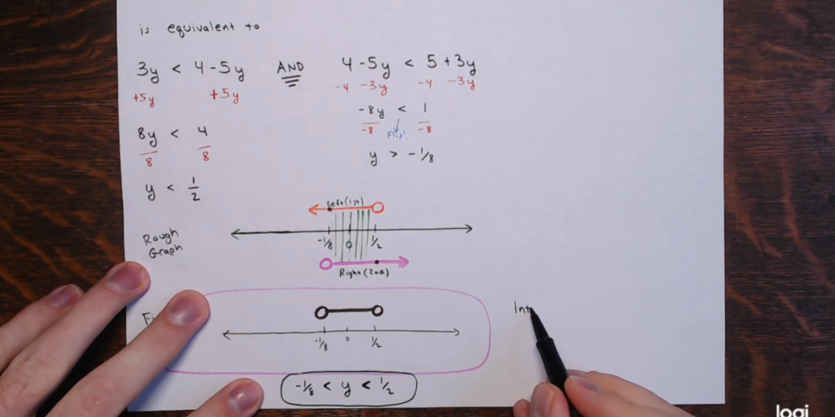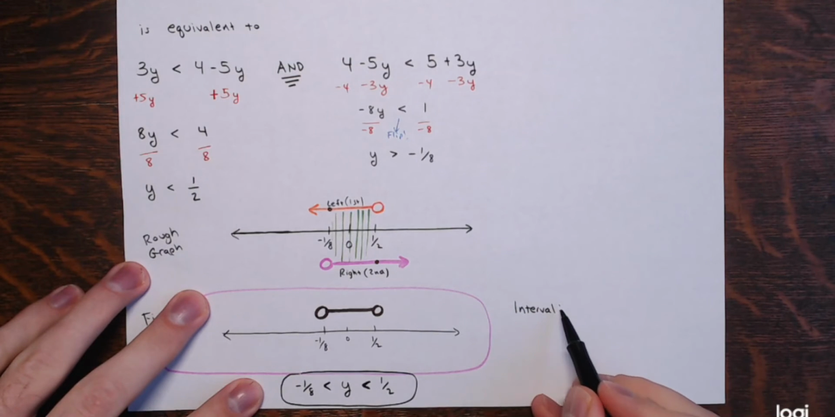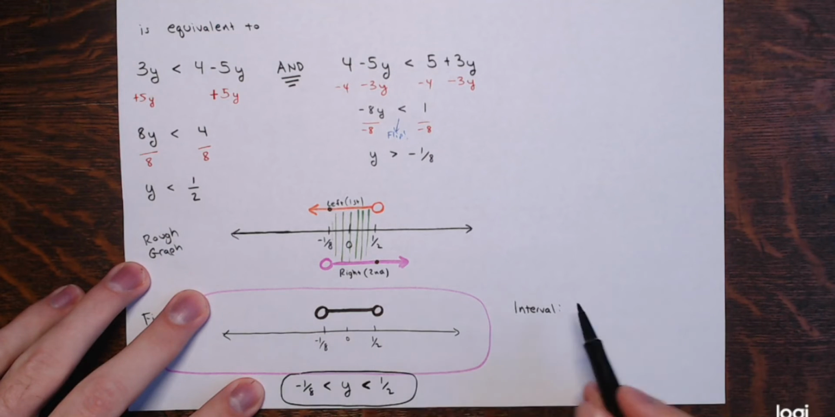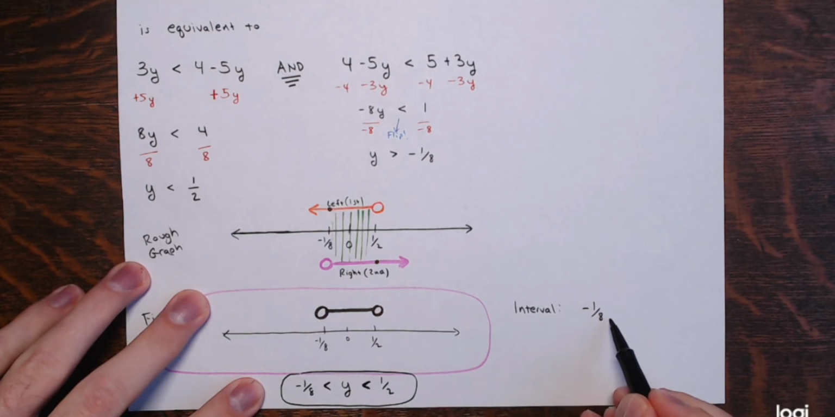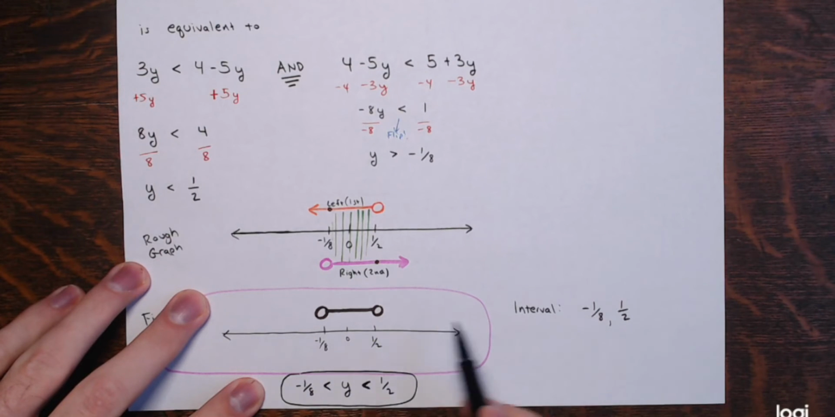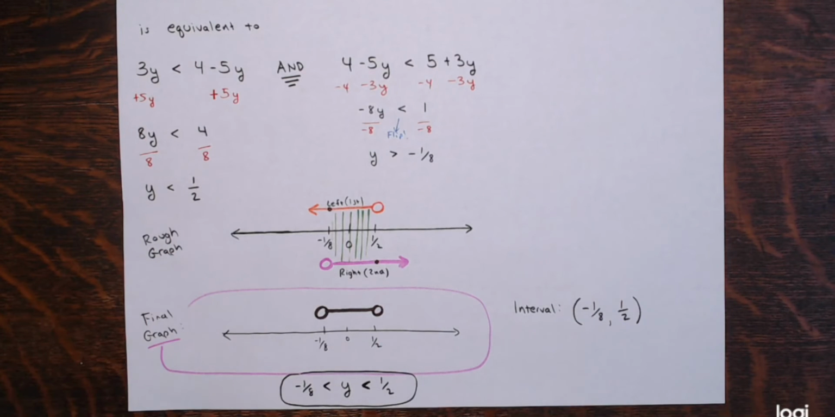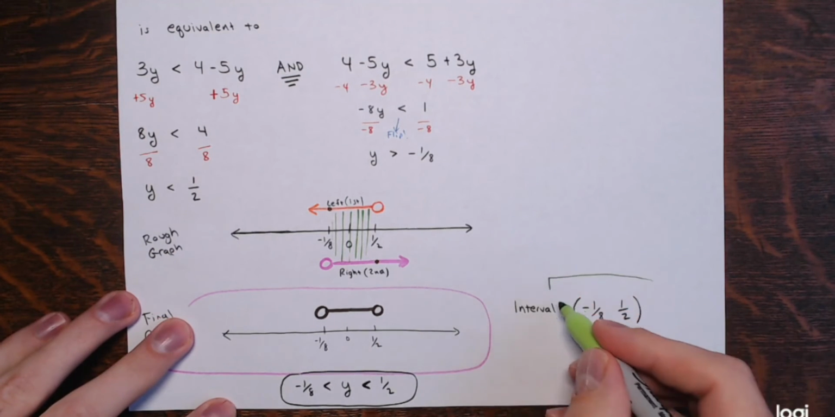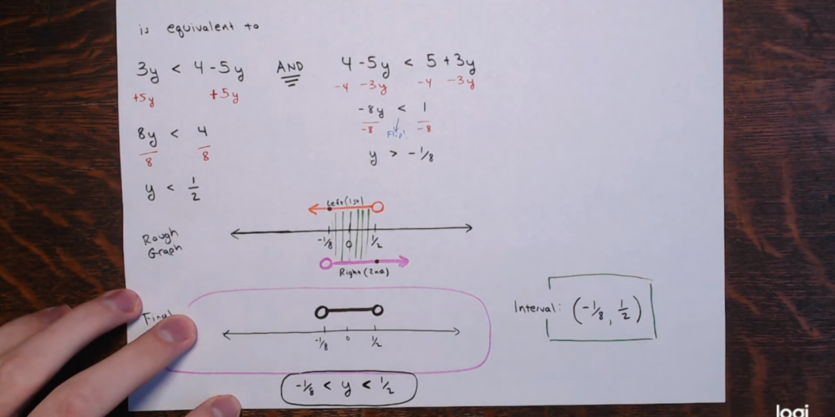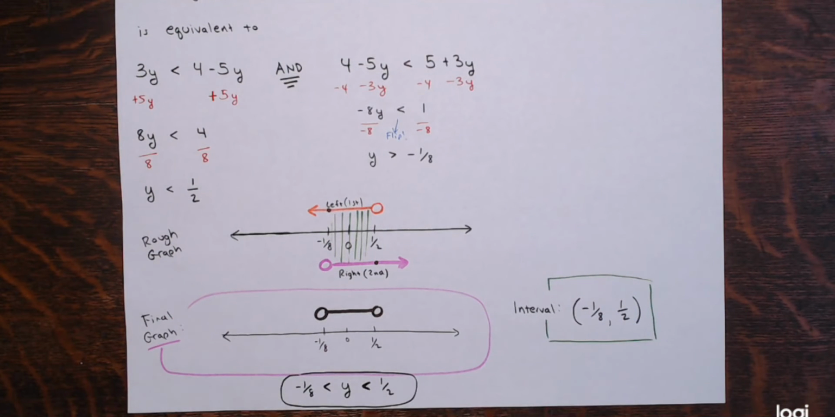But they did want us to write the interval notation for the solution set. So again, left end is at negative 1/8. The right end is at positive 1/2. And neither of those is included, so parentheses on both of them. Great, and that's it. And I'll circle this. This is what they wanted from us at the end, the interval notation for the solution set.